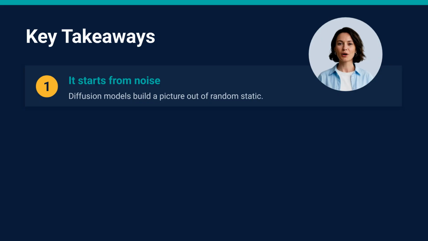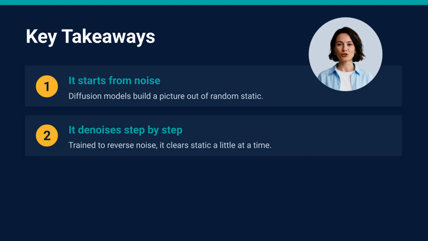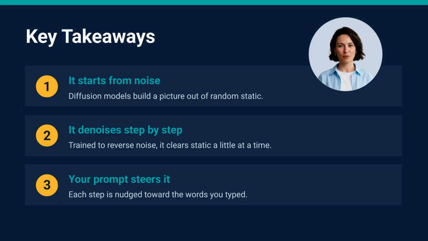Now it's time for our 3 key takeaways. Let's pull it together. Number 1, diffusion models start from random noise, not a blank canvas. Number 2, they were trained to reverse noise, so they generate by clearing static step by step. And number 3, your prompt steers that process, nudging every step toward the words you typed. It's remarkable. Noise in, picture out.